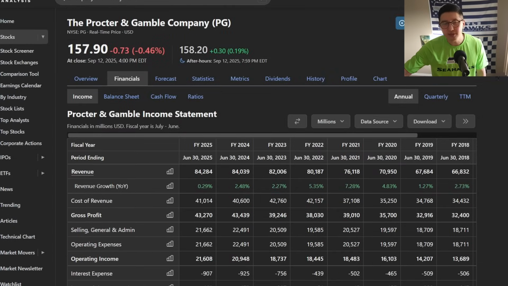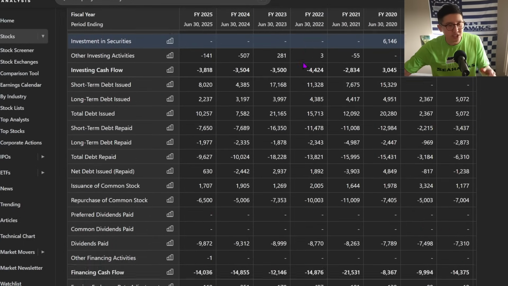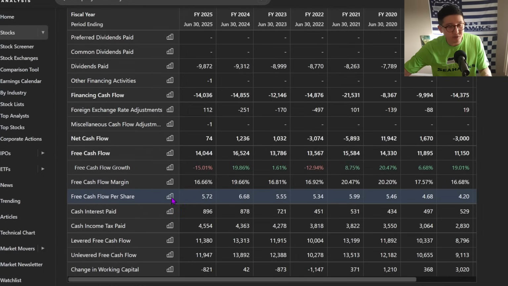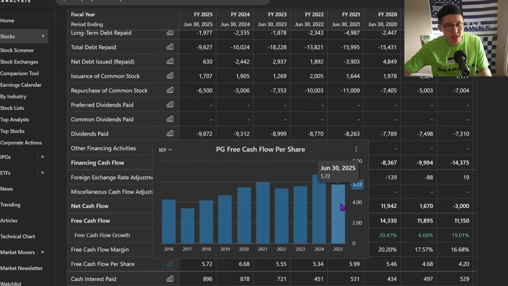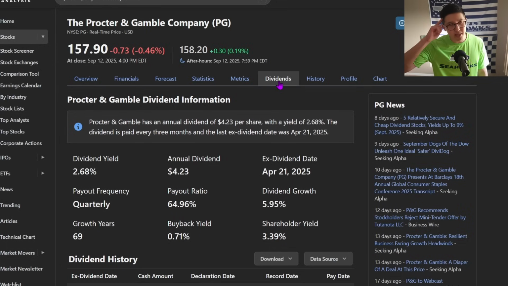Okay, and there's some other things that we can take a look at. For instance, we could take a look at their free cash flow. This is on the cash flow statement. And as of right now, the free cash flow per share is $5.72. And if we jump on over to the dividend profile, keep that number in mind. They pay out $4.23 in dividends per year.